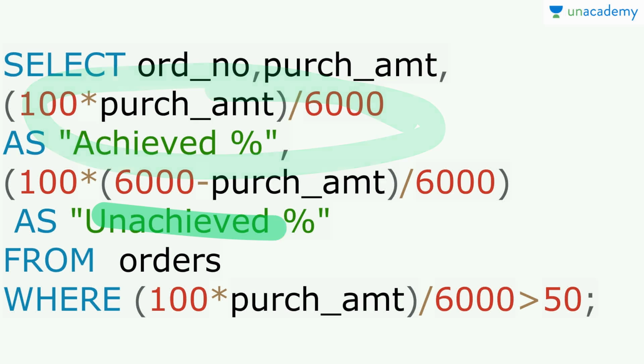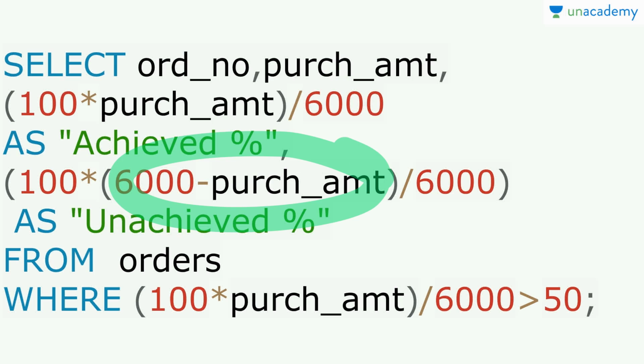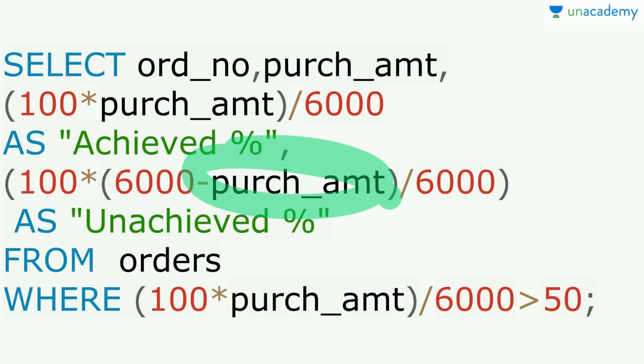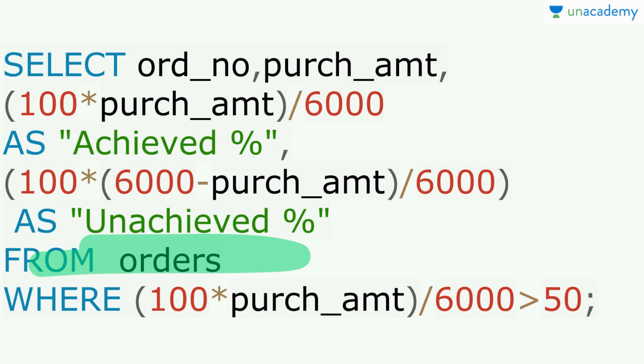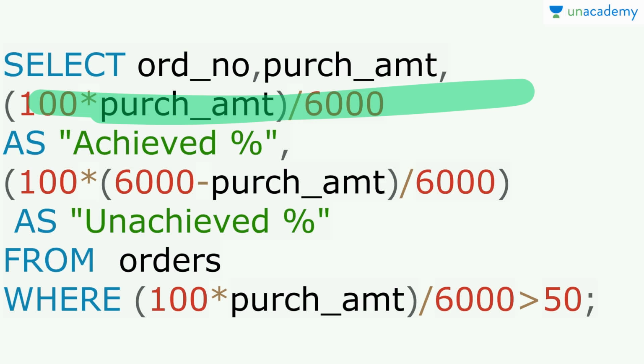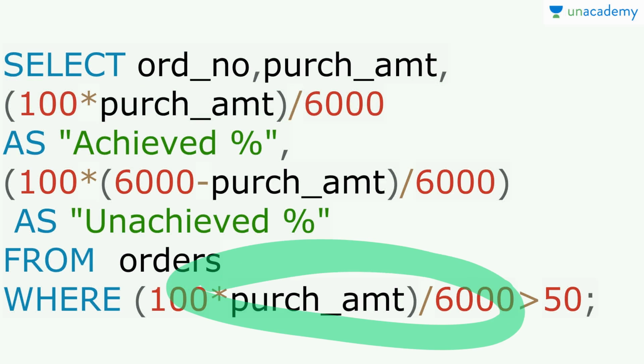And the remaining unachieved percentage will be calculated by 6000 minus our purchased amount. It will be the remaining amount, like in 80 and 100, 100 minus 80 is the remaining 20. So 20 is the unachieved amount, so 100 into 20 divided by 6000, that is 100 into 6000 minus purchased amount divided by 6000. So this is the unachieved percentage from orders. Now we have to check whether this percentage is greater than 50 or not. So where this is greater than 50.